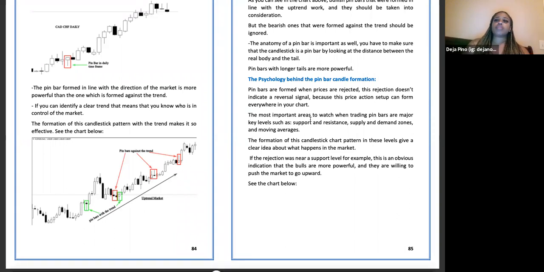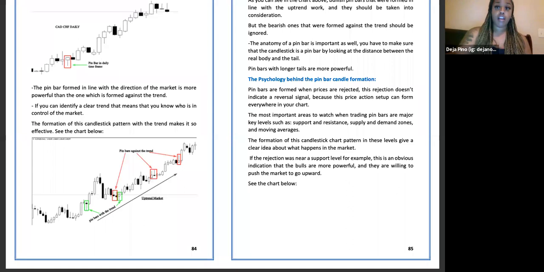The most important areas to watch when trading pin bars are major levels, key levels, such as support and resistance, supply and demand zones, and moving averages. So pretty much it has a whole chapter just talking about pin bars. That can just tell you right then and there, okay, pin bars are important.